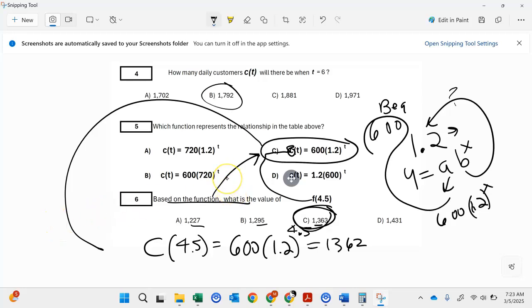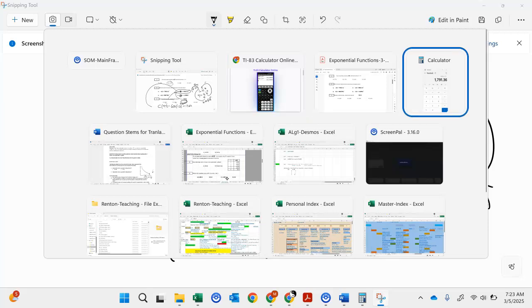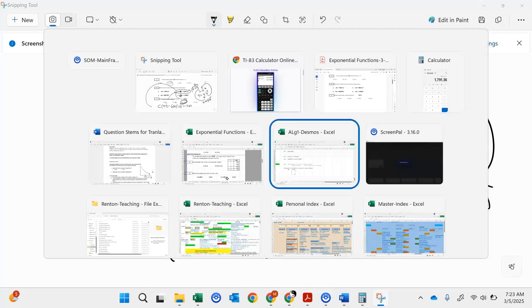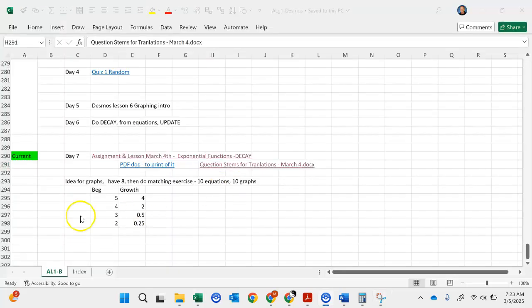And then make sure you finish the assignment. There's more. Make sure you finish the assignment and enter your answers into Canvas, okay? And that's it.